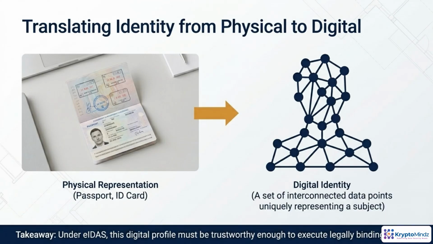When we move from a passport to a digital identity, we're not copying the document itself. We're translating the important facts about a person into data points that systems can understand and link together. Under eIDAS, this digital profile isn't just for logging in. It must be trustworthy enough to support legally binding actions, like signing a contract.